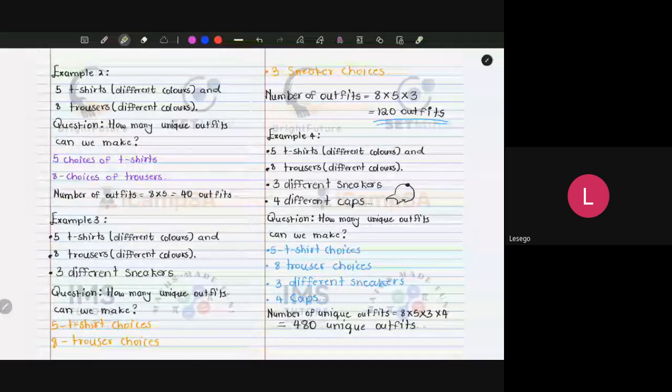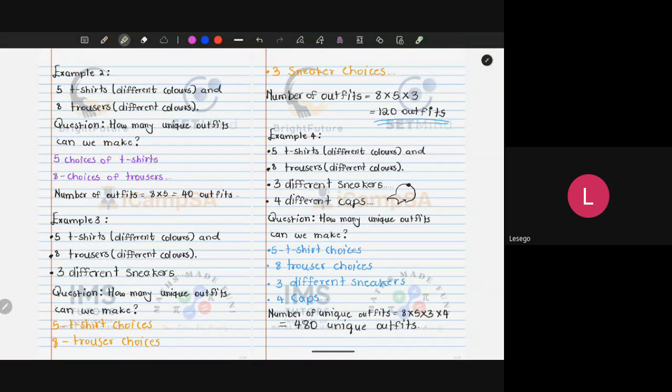So that is the power of this, guys. Very important. And then example number 4, we did the same. We said, okay, what if you have 5 t-shirts, 8 trousers, 3 different sneakers, and 4 caps? How many unique outfits can we make? So if you look carefully, we have a choice from 5, from 8, from 3, from 4. And according to the counting principle, we need to multiply the choices that we have. And when we multiply these, what we get is 480 different unique outfits.